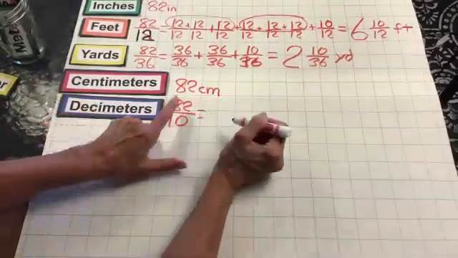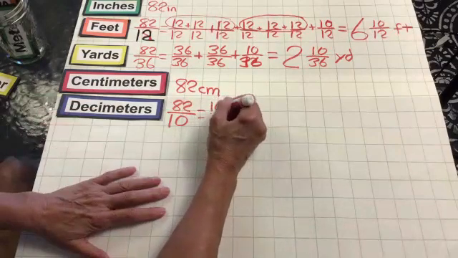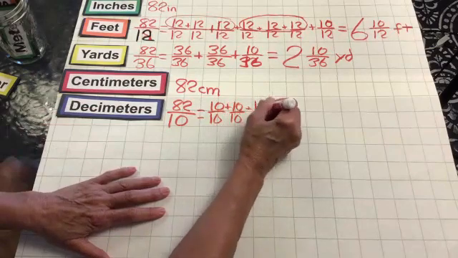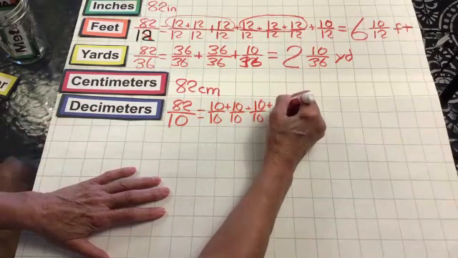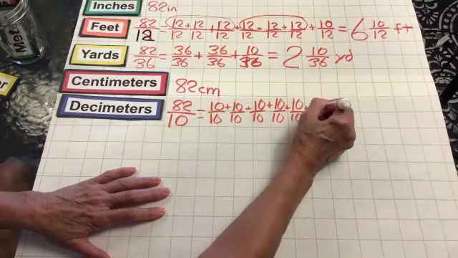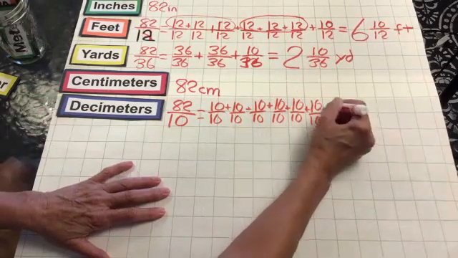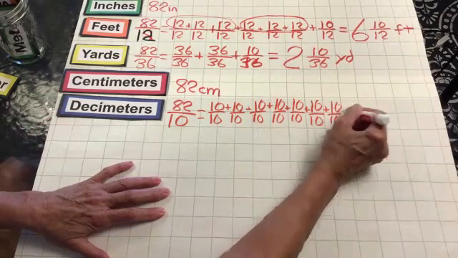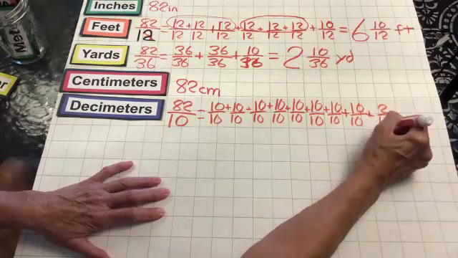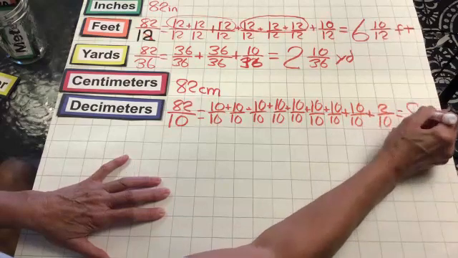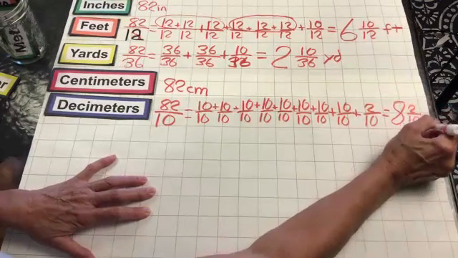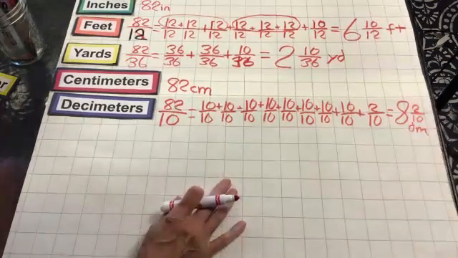So let's go. We can get 8 tens out of 80. So let's do 8 tens: 10, 20, 30, 40, 50, 60, 70, 80, plus the 2. So we have 8 whole and 2 tenths of a decimeter. Looking good. Now we're going to go for meters.